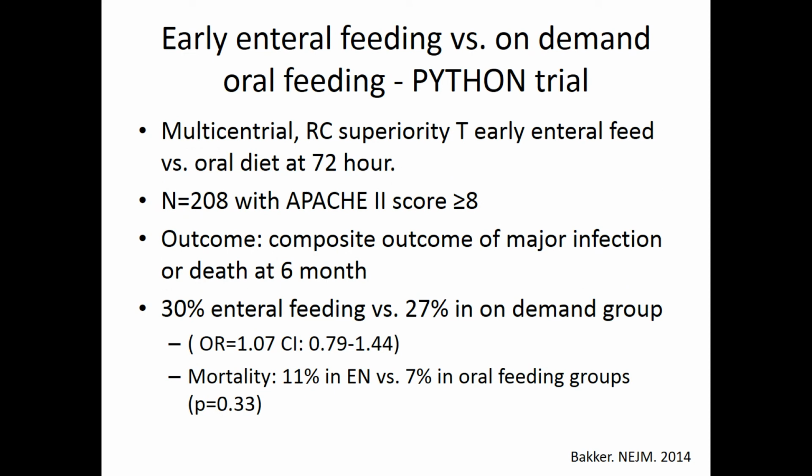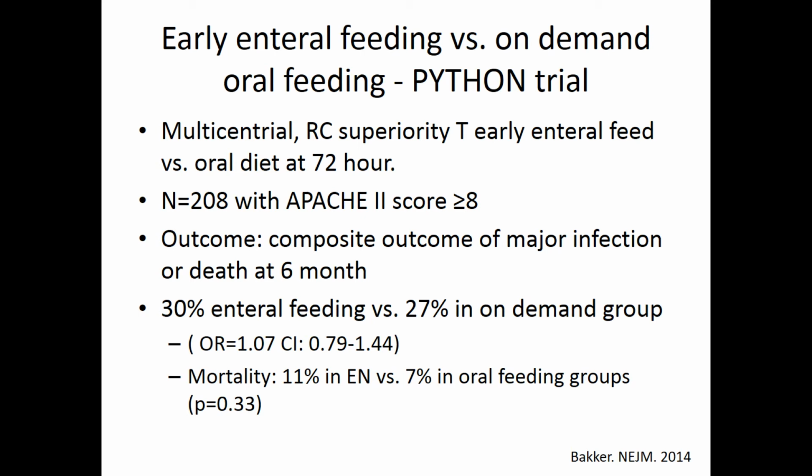There's been a recent trial, it's called the PYTHON trial, where early enteral feeding was assessed versus on-demand oral feeding. This was a multi-center randomized control superiority trial looking at early enteral feeding versus initiation of oral diet at 72 hours. And this included patients with predicted severe acute pancreatitis, so people with an APACHE II score greater than 8 and often even greater than 14. And their outcome was a composite outcome of major infection or death at 6 months. And their results were very interesting.